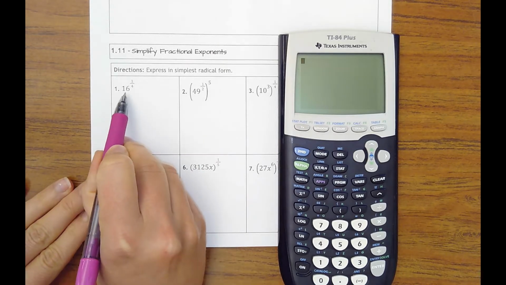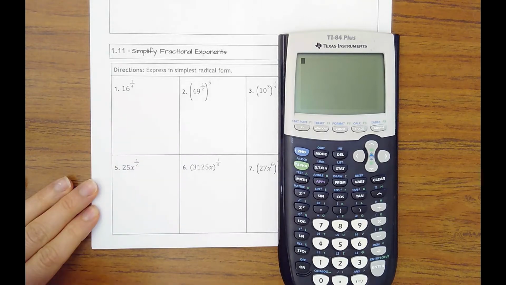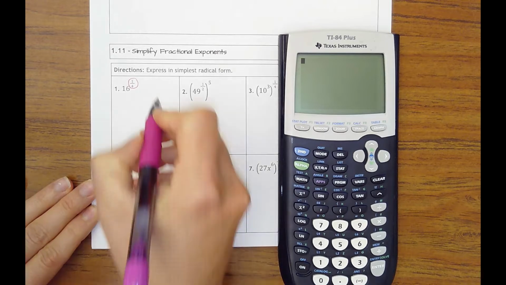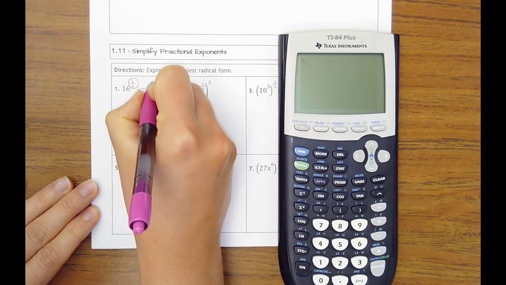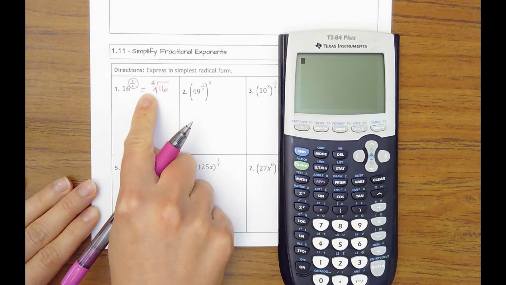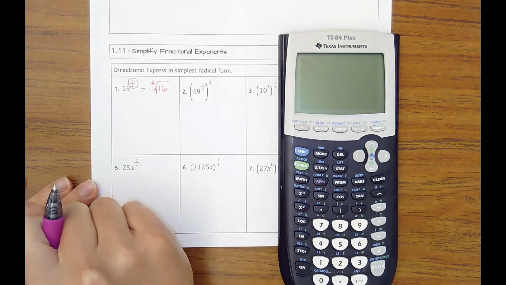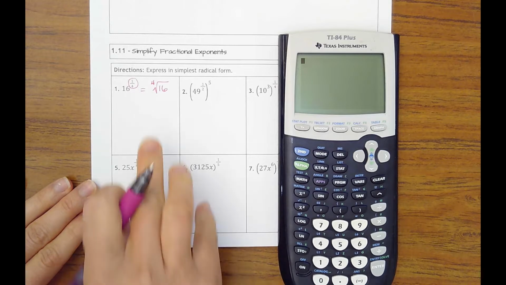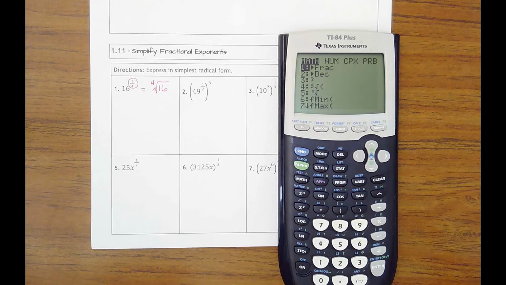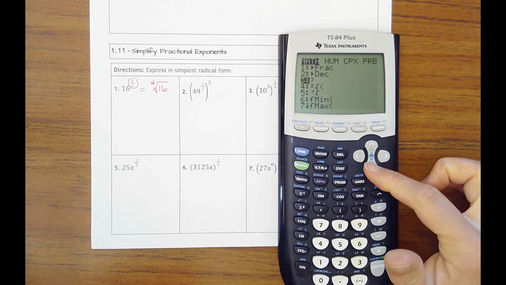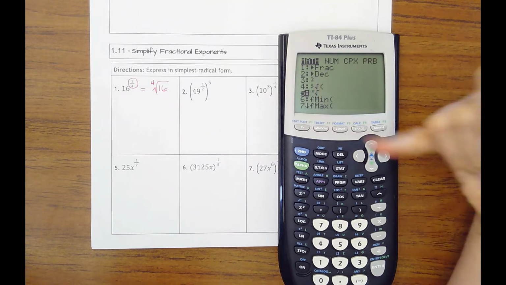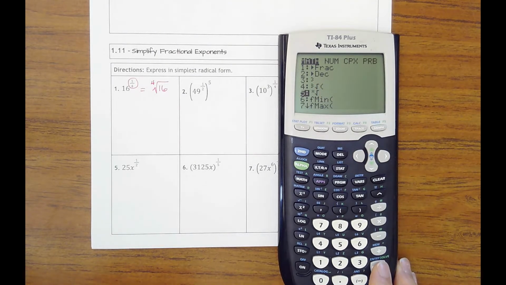Okay, so number 1, this is 16 to the 1/4 power. Let's think about what this power of 1/4 means. Remember, that would be the fourth root of 16, which is saying what number times itself 4 times is 16. So there's a couple different things you could do. When you want to do a special root like this, you hit Math, just third button down, go down to option number 5. So option number 4 is a cube root. Number 5 is where you could put in any radical you want, so hit that.